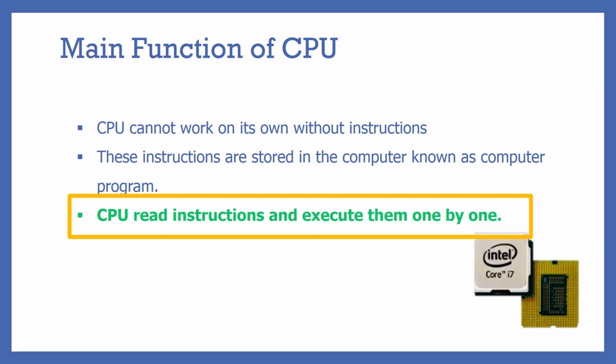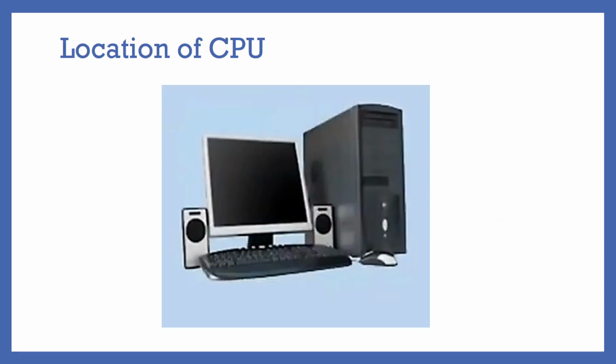If we talk about the major and main function of a CPU, there is only one function that will come to our mind. The CPU cannot work on its own without the given or predefined instructions, unlike a human brain, which doesn't need predefined instructions. These instructions are stored in the computer and are known as a computer program. So what is the main function of a CPU? It reads instructions and executes them one by one.